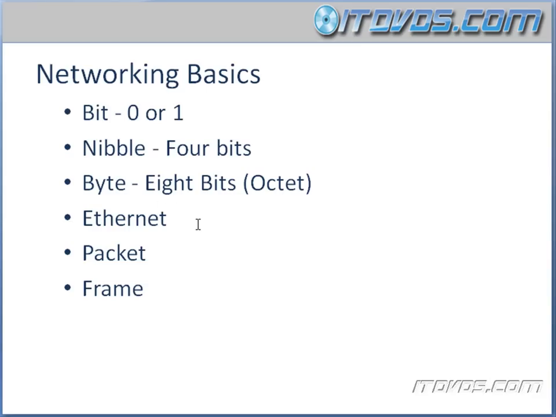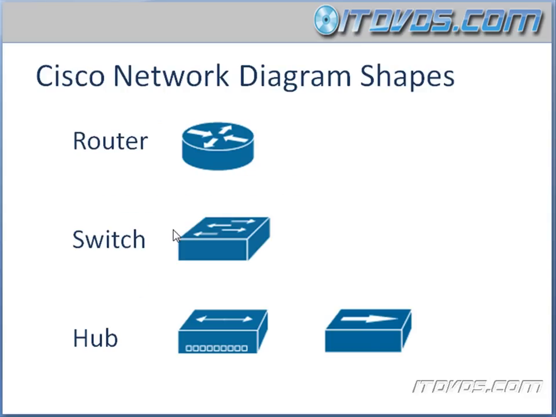And I've already used the term Ethernet. Ethernet is a very common protocol we use for local area networks. We're also going to hear the term packet and frame. When we talk about packet or frame, we're talking about the data as it moves up and down what's called the OSI model, and we'll definitely talk about that. But we're basically referring to the data as it gets passed back and forth over a network.